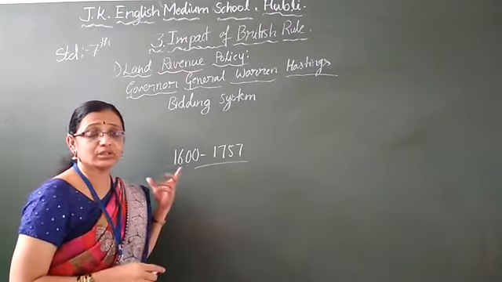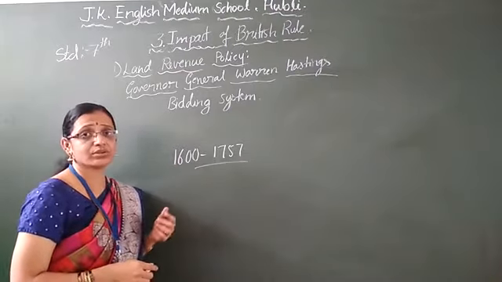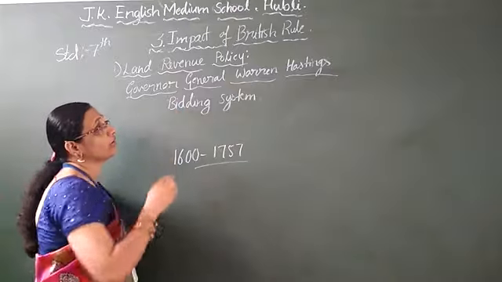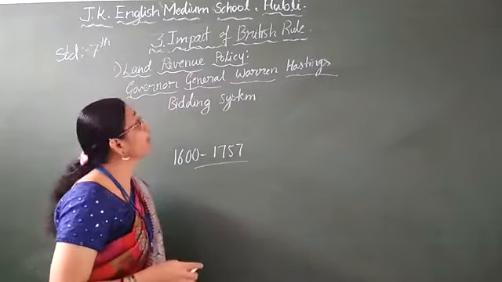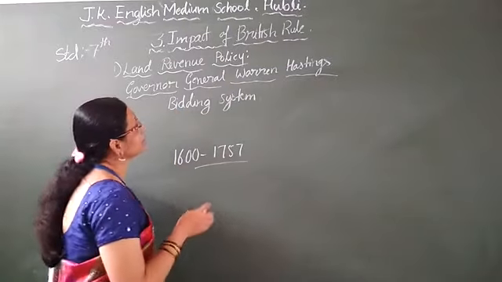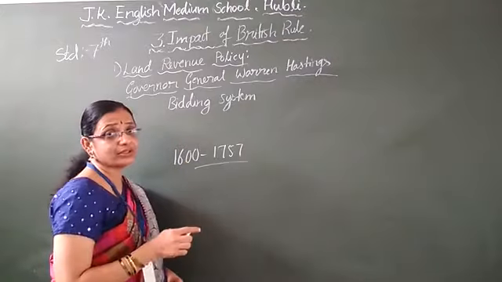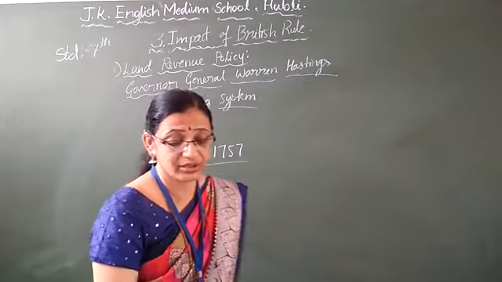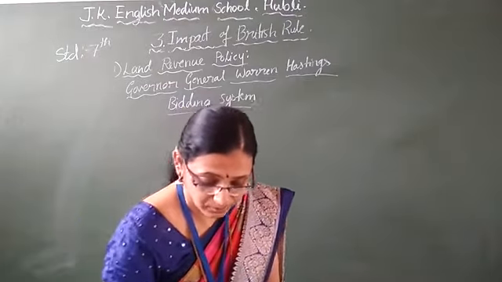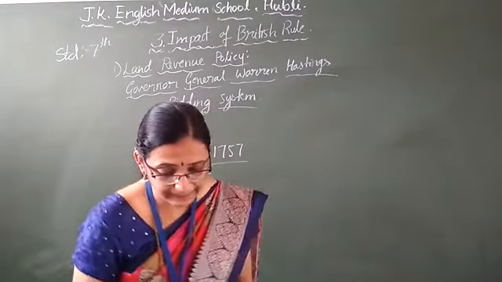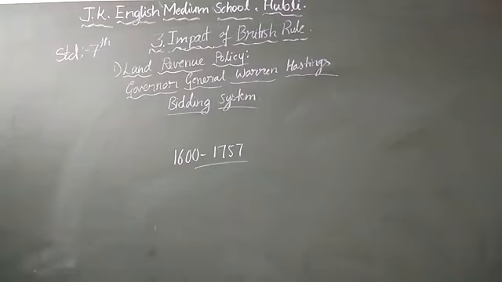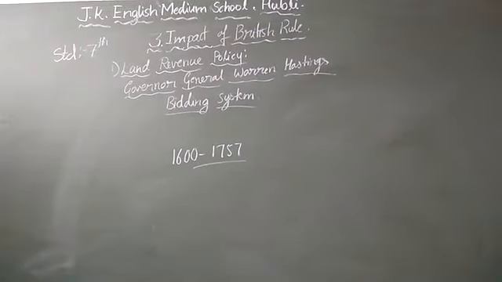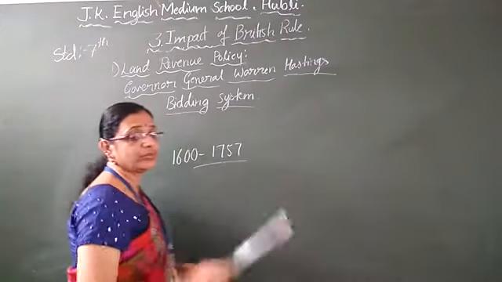By repeatedly watching the video and reading the lesson, you will come to know. Warren Hastings, the Governor General, made the bidding system. This is called the bidding system, children.